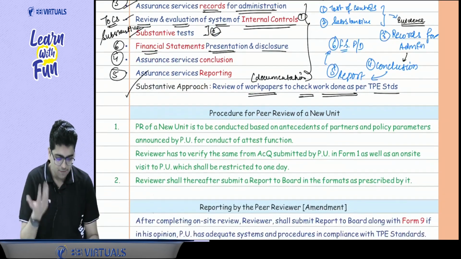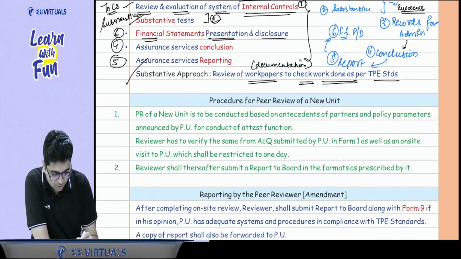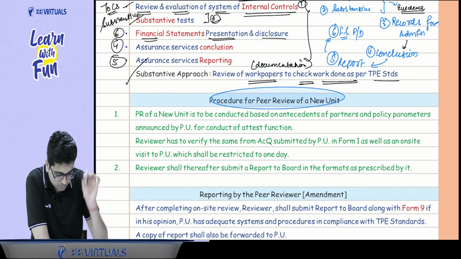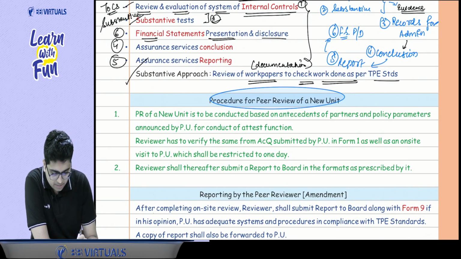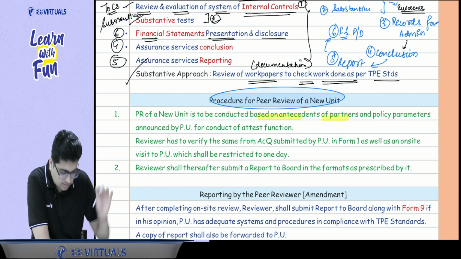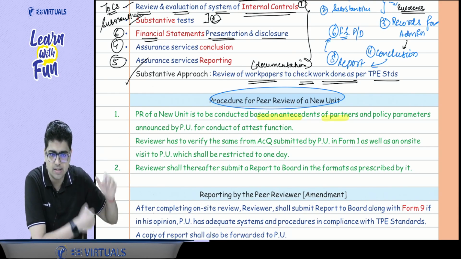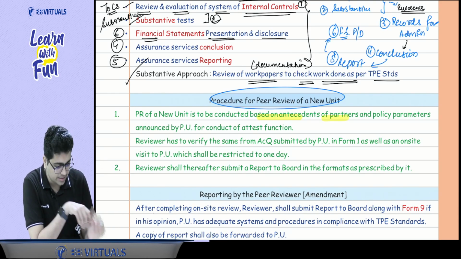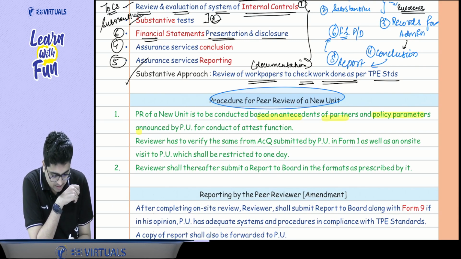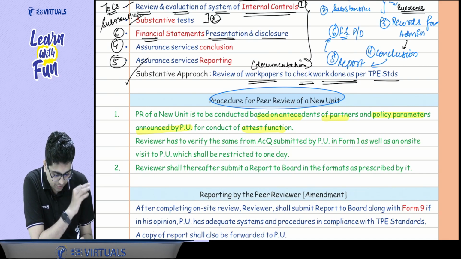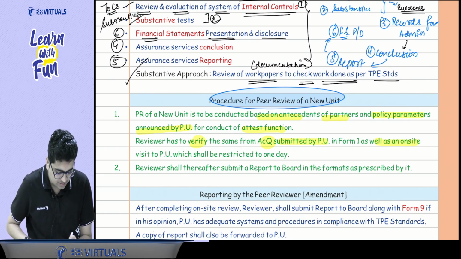Yes, sir. And what is the procedure for peer review of a new unit? In case of a new unit, it is to be conducted based on the antecedents of the partners. Basically, you have to depend on the partners, how they are going to get it conducted, and the policy parameters announced by the practicing unit for the conduct of the attest function. The reviewer has to verify the same from the application cum questionnaire submitted by the practicing unit, as well as an on-site visit to the practicing unit, which shall be restricted to 1 day.